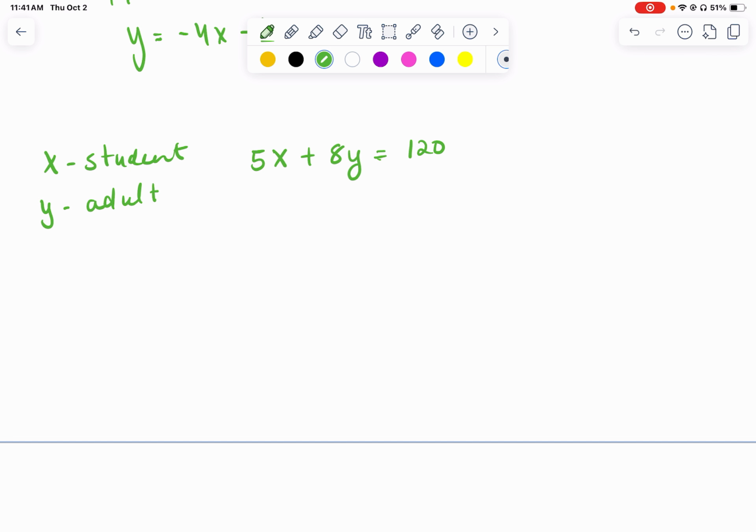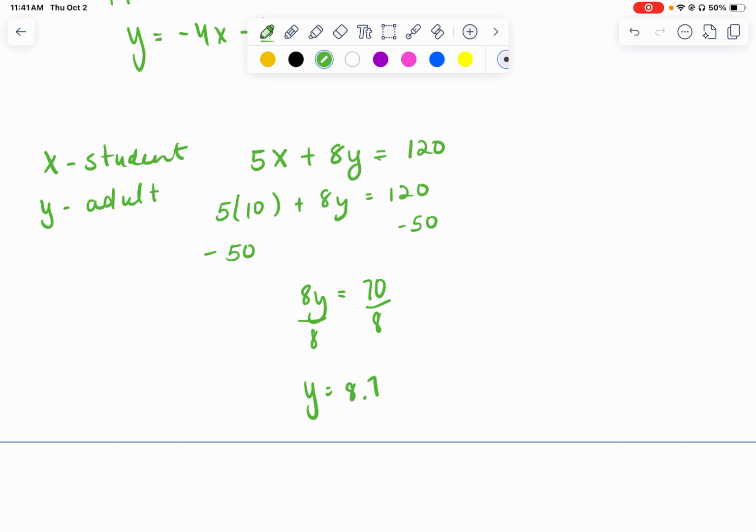So that means we're going to replace x with 10. And that would be 5 times 10, which is 50. So we're going to subtract 50 on both sides. And we get 8y equals 70. Divide both sides by 8. Now, this one was weird because it does give us a decimal. I think it's 8.75 or something like that.